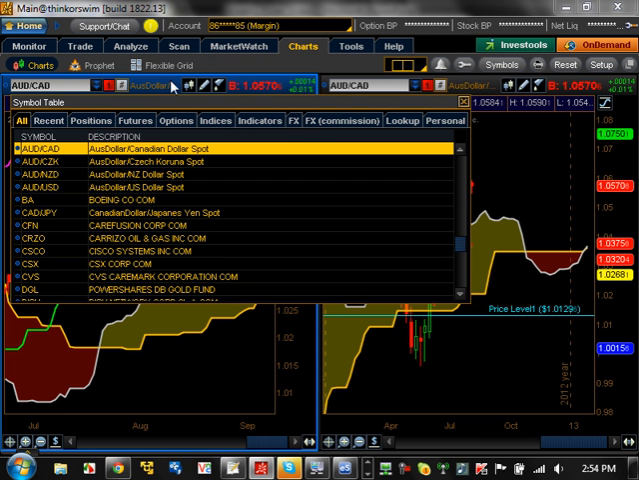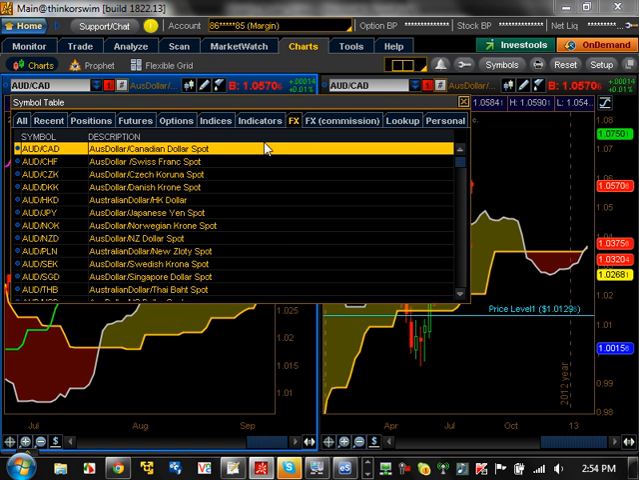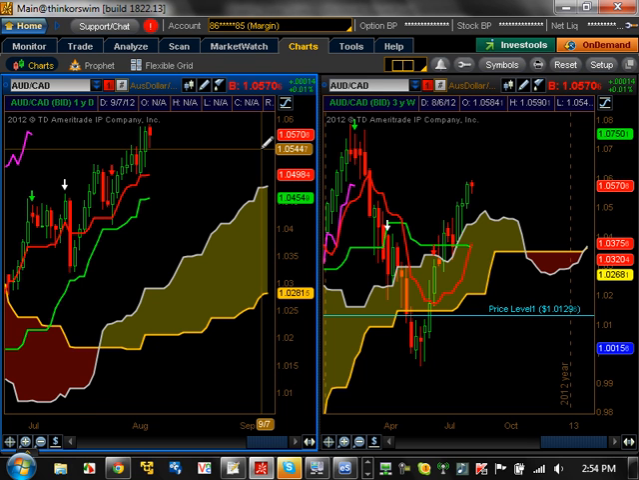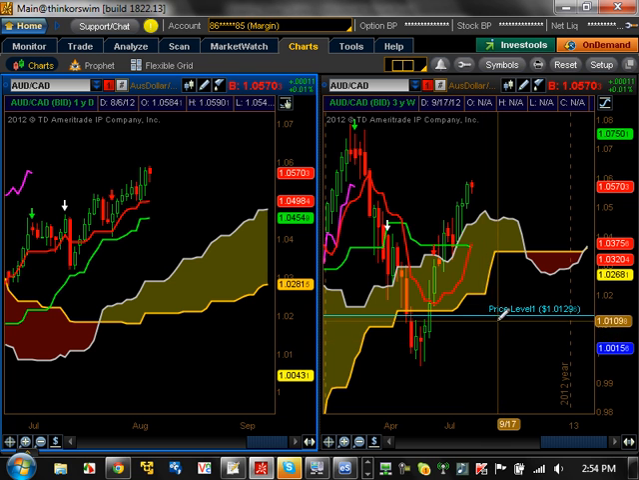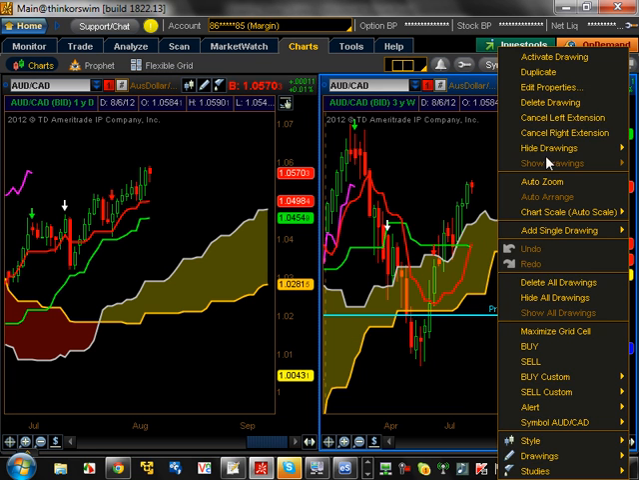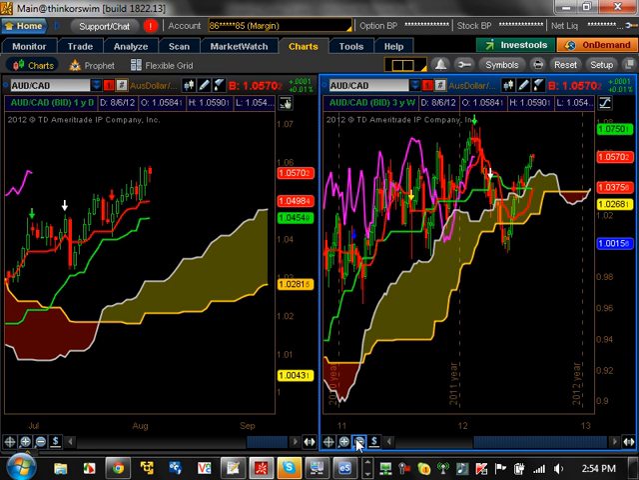Okay, so let's start going through all these currency pairs, starting from the very beginning. Let's look at Australian CAD. Here's Australian CAD. Remember, on the left hand side is the daily time frame. On the right hand side is the weekly time frame. What I'm going to do is zoom out a little here.